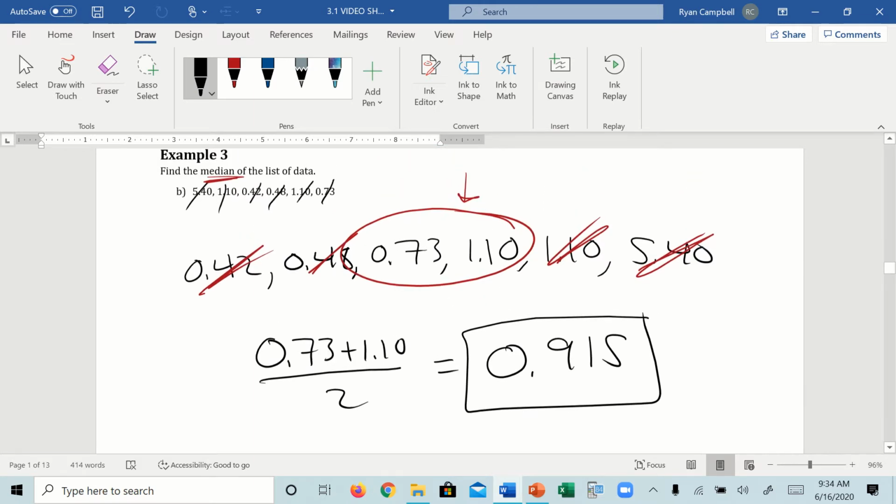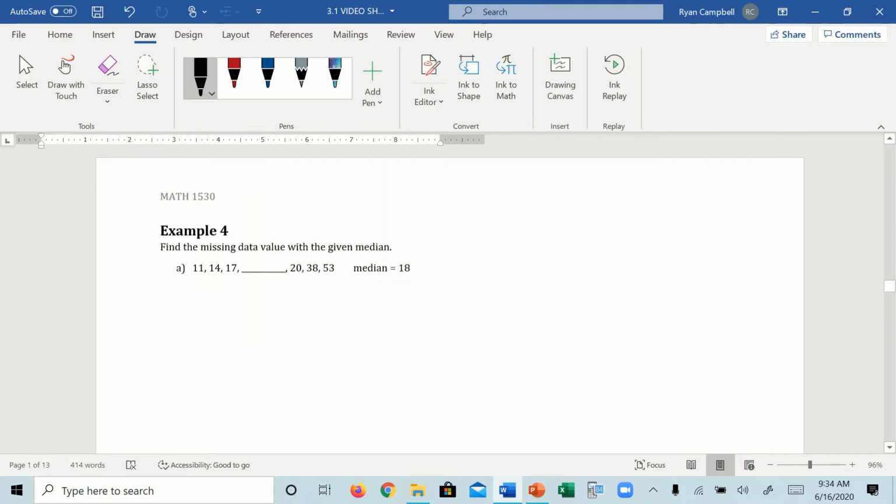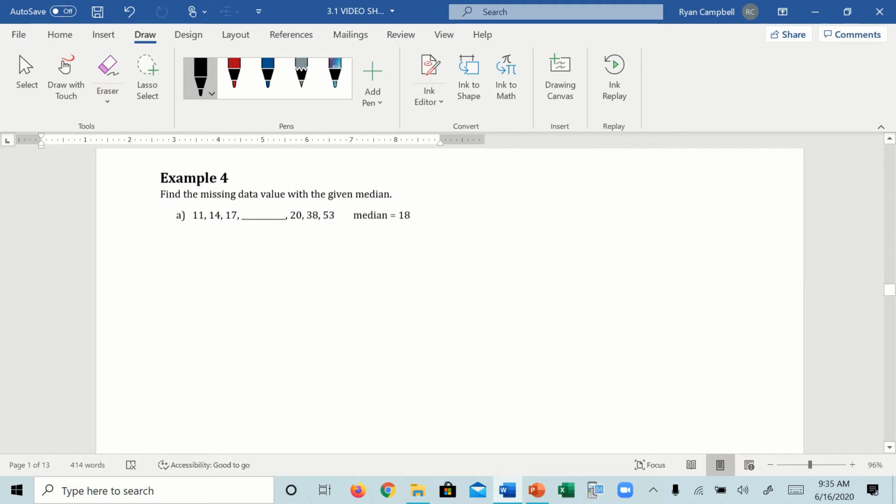All right, hopefully that wasn't too hard, so let's do a hard one. Find the missing data value with the given median. So we got 1, 14, 17, something, 20, 38, 50, 53, and the median is 18. So what number is going to go right there in the middle?